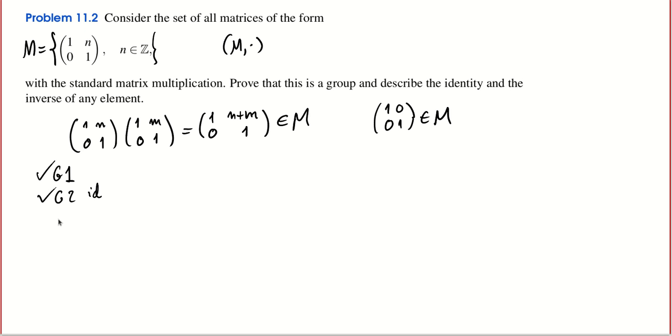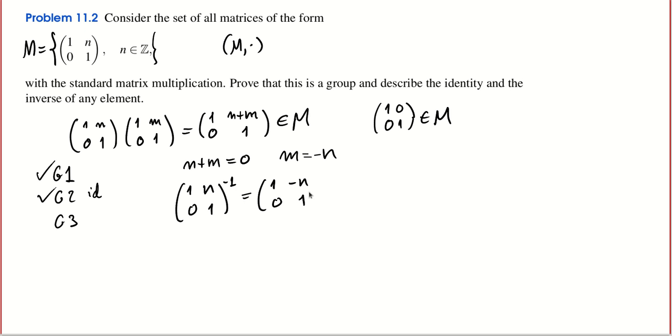And for the inverse of every element, let's say that we have this element and we have to figure out what m should be for this to be the identity. Well, obviously, what we have to satisfy is this equation. So m is equal to negative n. So given an element 1 n 0 1, the inverse of this element is 1 negative n 0 1. So every single element of this set has an inverse, so the inverse is guaranteed.